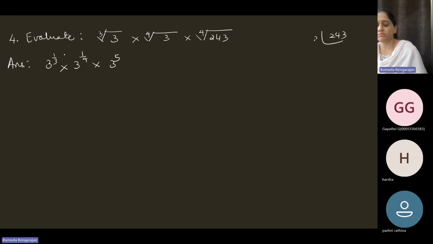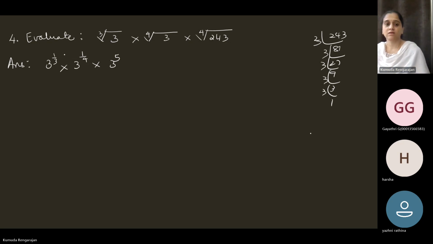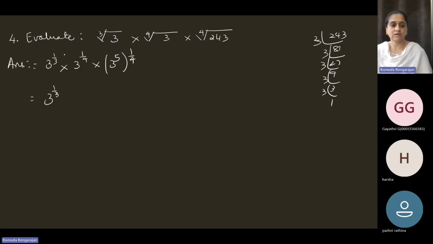Sometimes you need to remember so that you can save time. So this is 81 times 3, 27 times 3, nines are 3 threes, 3 ones are 3. Okay, so 243 is 3 to the power 5 and the whole power 1 by 4. That's it. Next step, 3 power 1 by 3 into 3 power 1 by 4 into 3 power 5 by 4. Multiply the powers, 5 by 4.